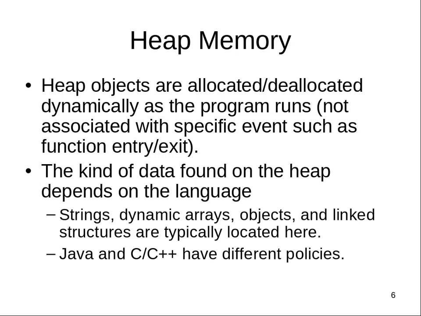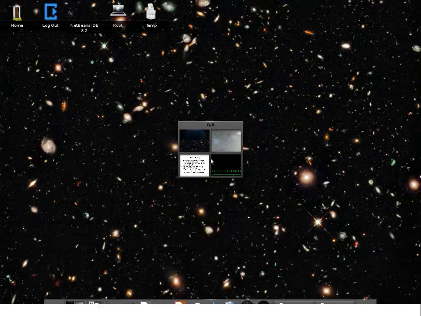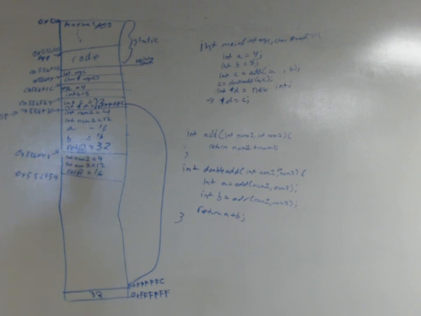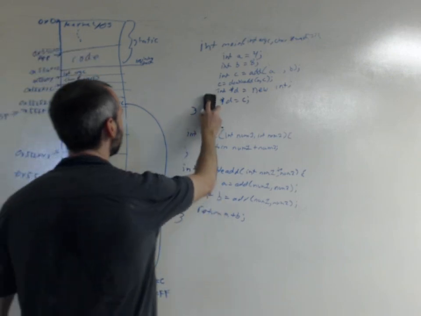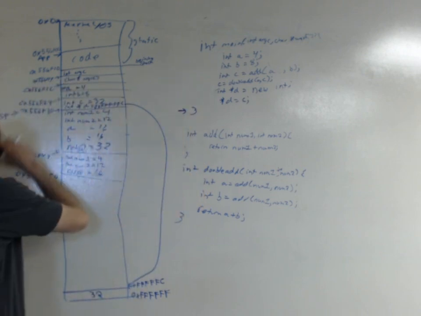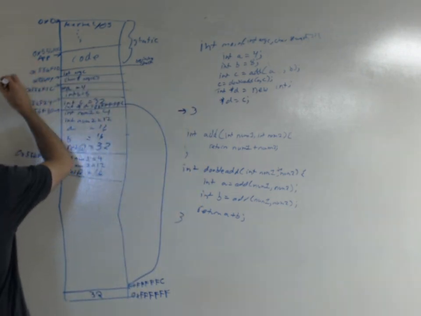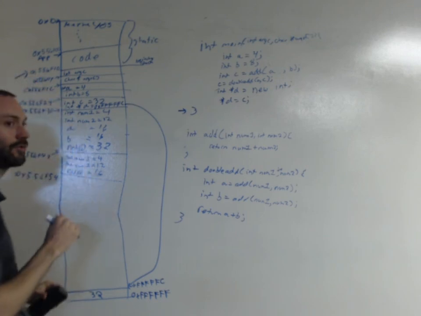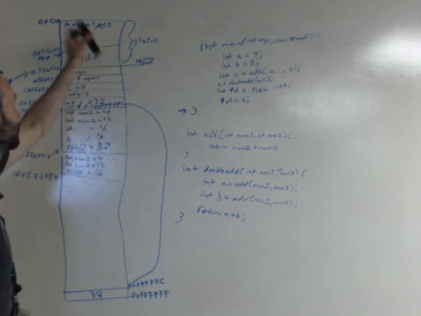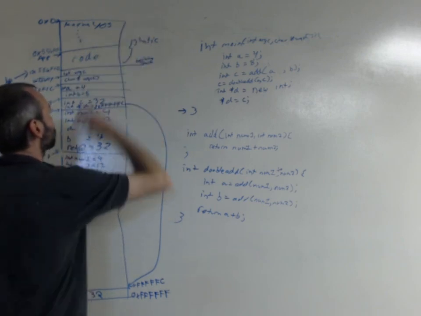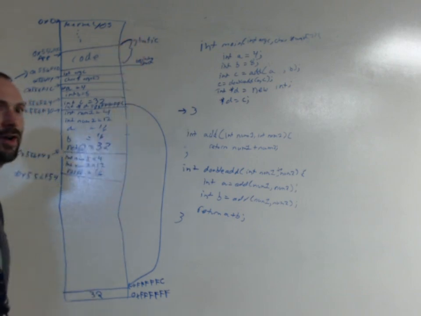Heap. Allocate, deallocate dynamically as the program runs, not associated with any function or context. Here's a quick little problem. If I go ahead and end this function right here, the stack pointer will jump up to here because we return from main. And then the OS is going to say, okay, we're done. Let me deallocate the rest of your static memory. What's the problem?